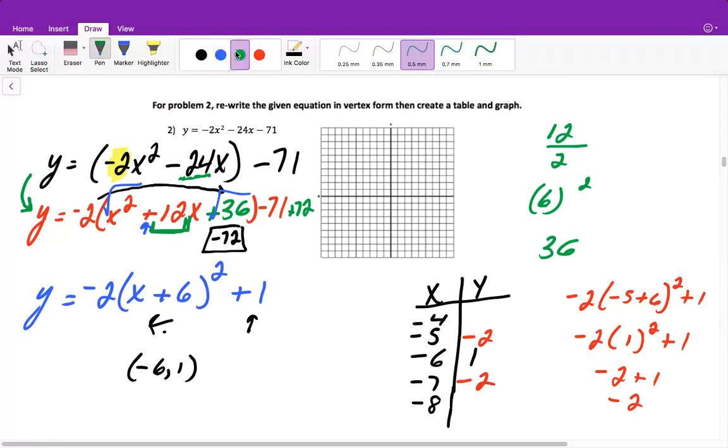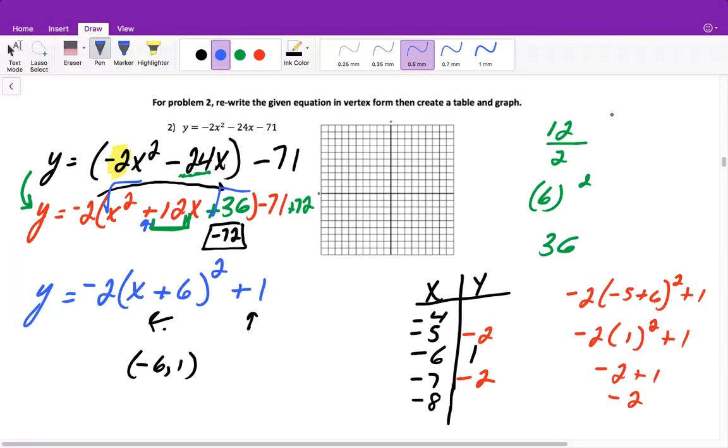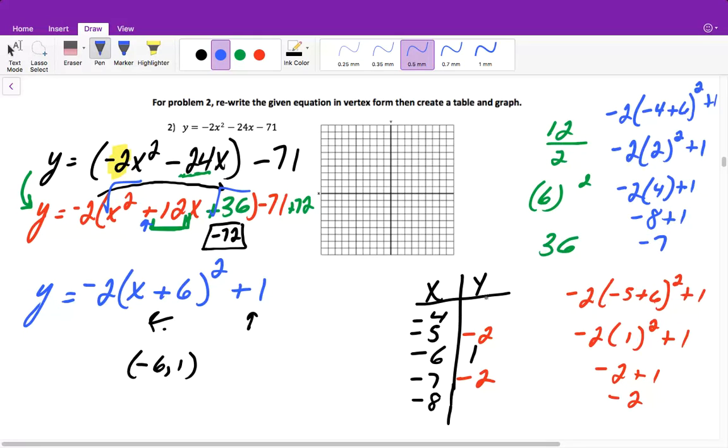Then the next one, it'll be plugging in -4. So it'll be -2 times, let me use a different color since it's right next to the green already. So I'll use this blue. So -2 times (-4 plus 6) squared plus 1. So this will be -2 times 2 squared plus 1, or -2 times 4 plus 1, -8 plus 1, or -7. So when x is -4, y is -7, that means this is also -7.